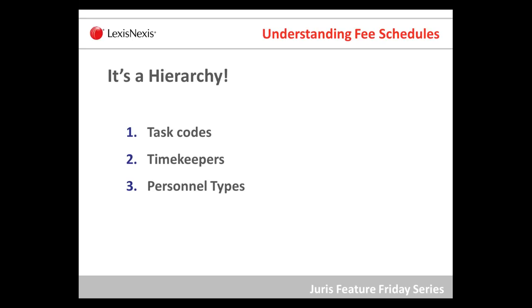And when the attorney enters that code, it doesn't matter if the attorney or a lawyer worked 7 hours on that task or 3.5 hours, that they use the closing task code. So Juris says, oh, I've got it. We charge $350 for that task code. I'm done looking. It doesn't matter if that attorney charges $200 an hour. That's the first step in the process.